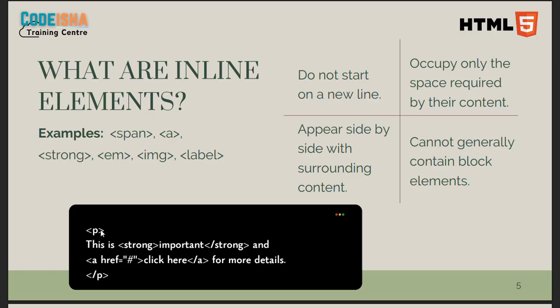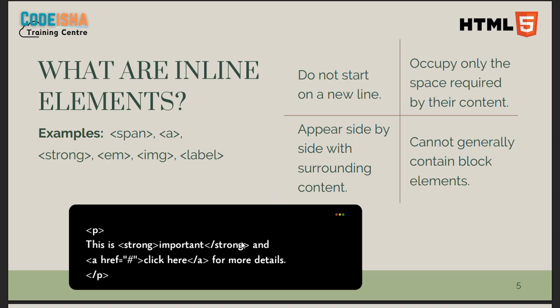And see here, p is a block element, right? And here's strong, which is the inline element. It starts inside the line, inside the block element content, whether in the middle, at the closing, or at the first, based on our requirements. See here the examples of tags: span, the a tag which is the anchor link, strong, em, image and label. These all start inside the block elements.